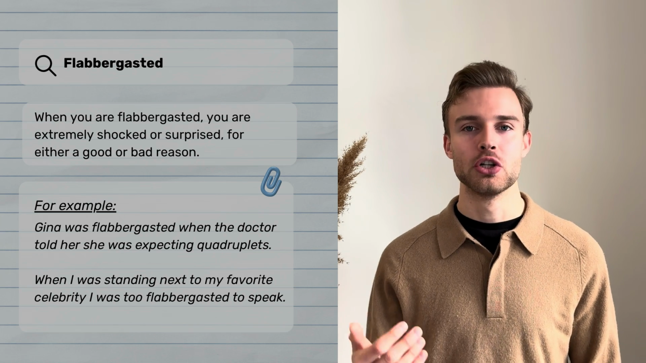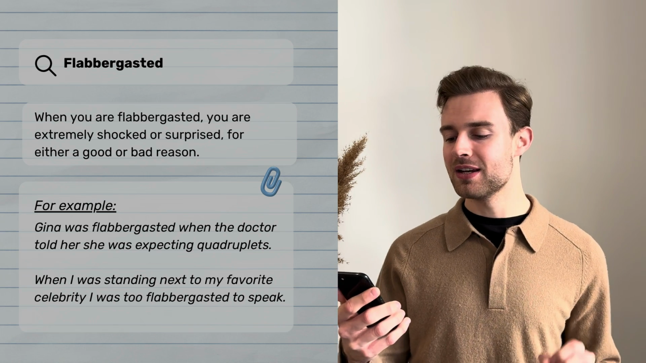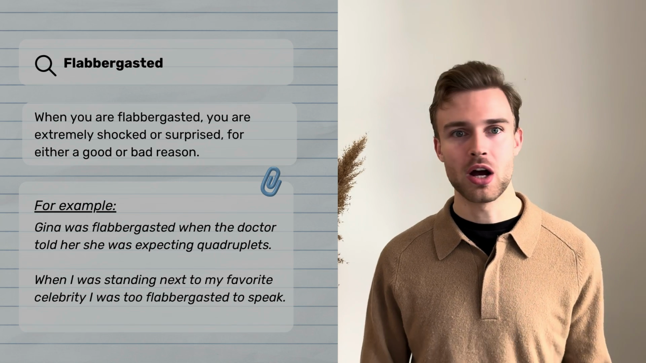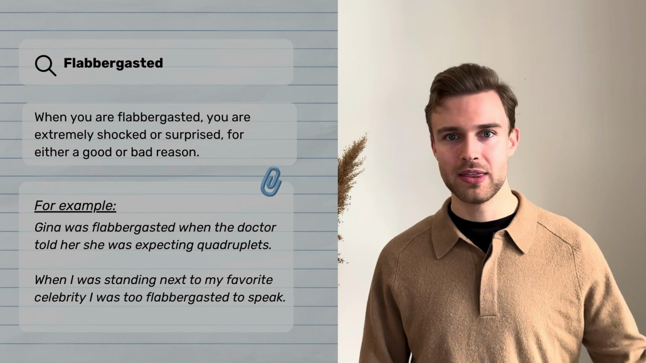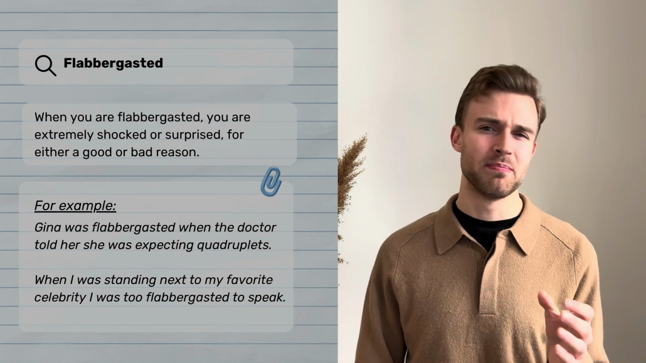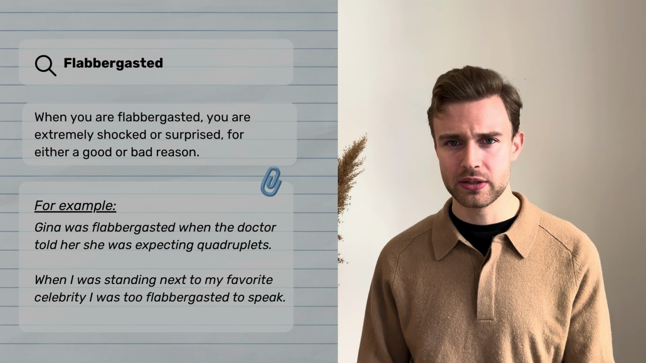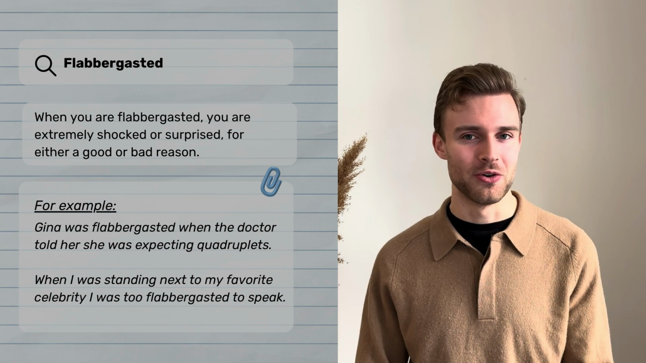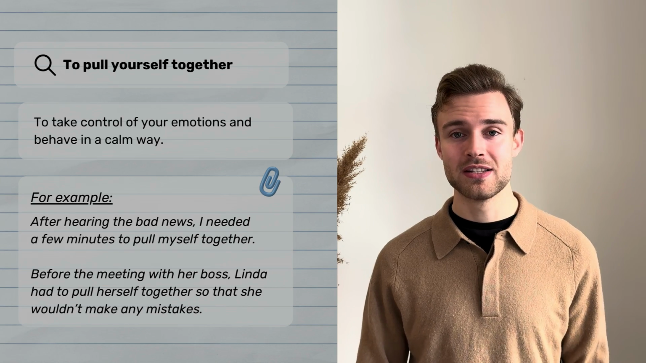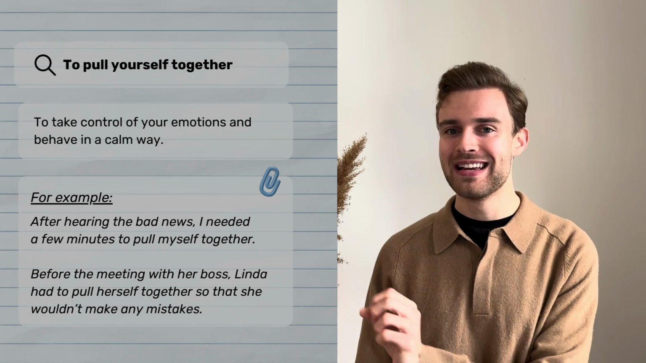You might be shocked. When I was standing next to my favorite celebrity, I couldn't speak. I was shocked. My favorite celebrity was right there. I was flabbergasted. Again, this word is a bit more common in British English, but Americans will also understand it too. Now, the next phrase on our list is to pull yourself together.